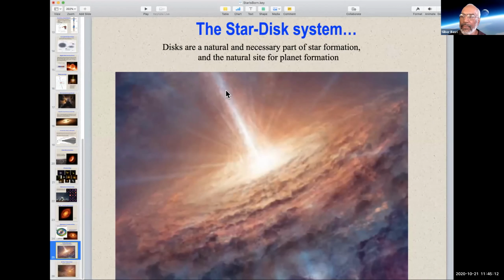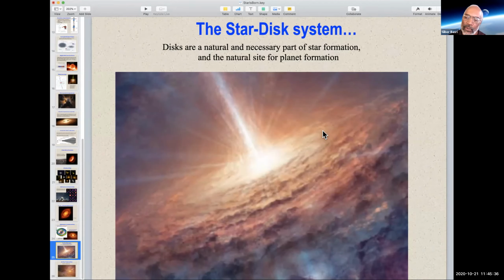All right. So at this point, I'm going to stop again briefly and see what questions people have, because at this point we've made the star, and we've also essentially had to make a disk of gas and dust around it, and that is the site for star formation. I'm sorry, that is the site for planet formation.